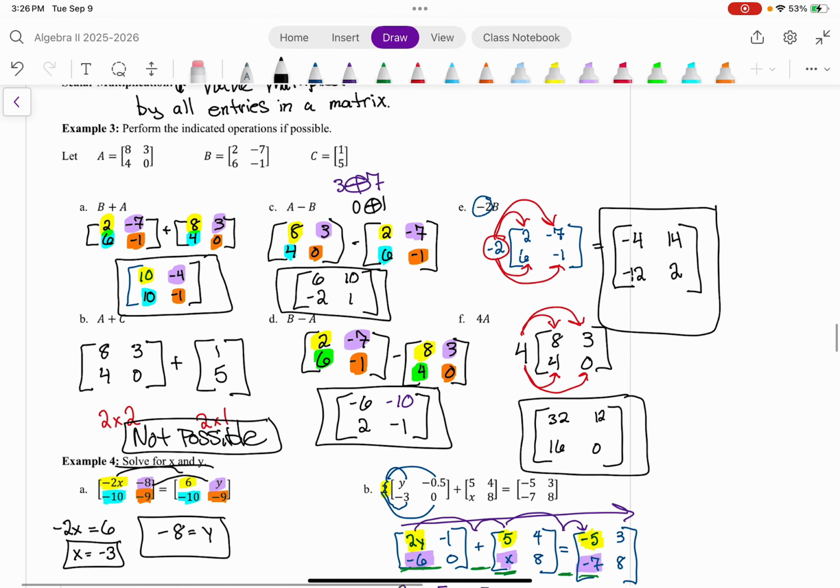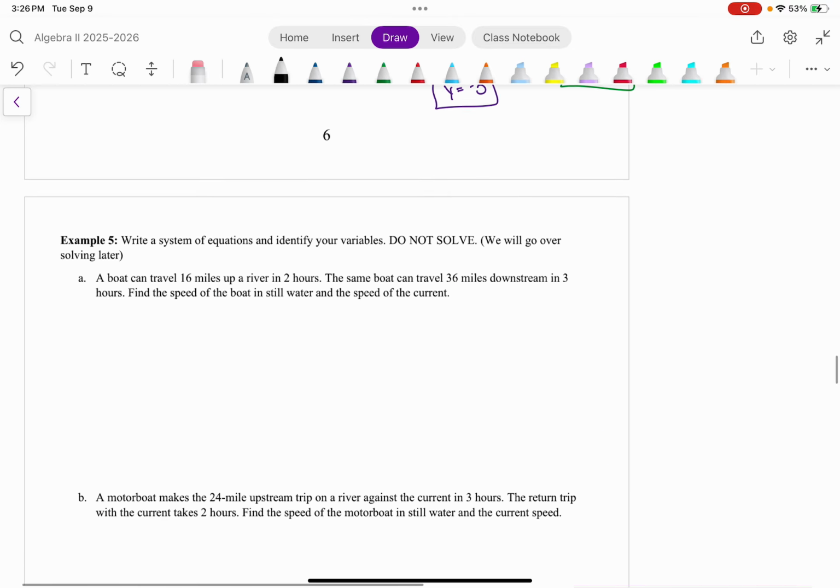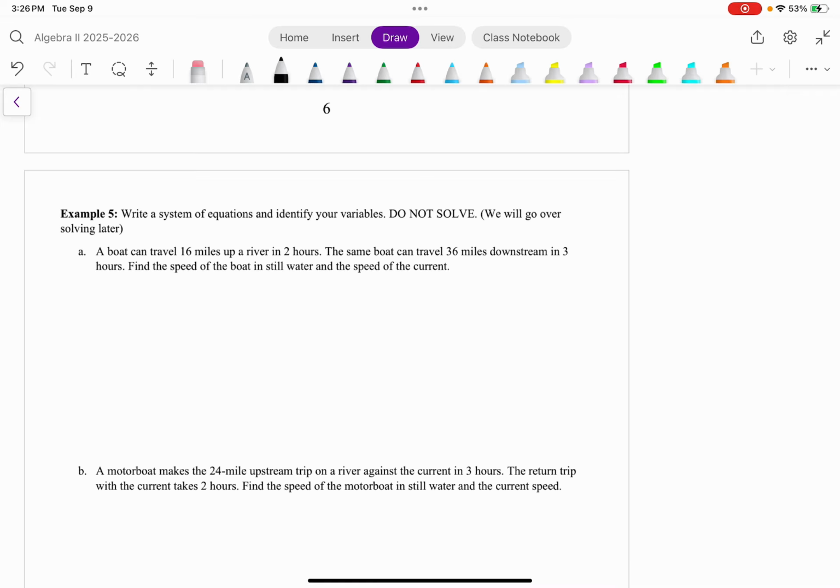All right, so that's everything on this page. The next video is going to go over the system of equations working with currents and air speeds.